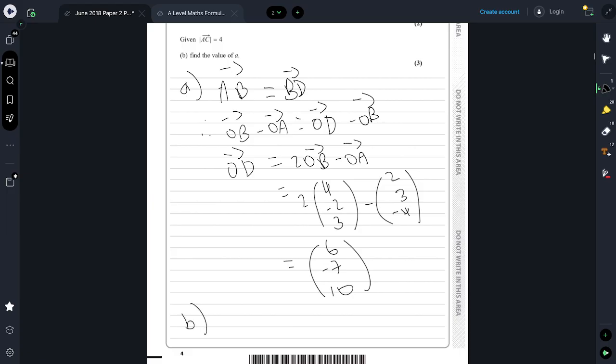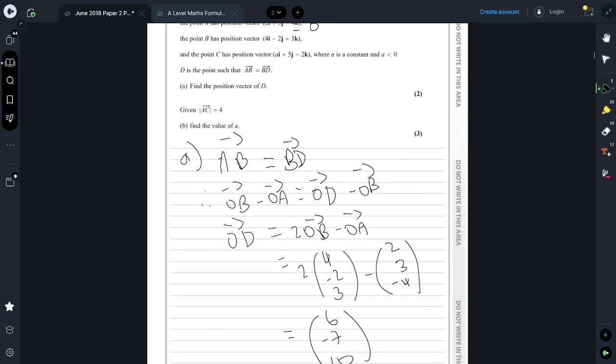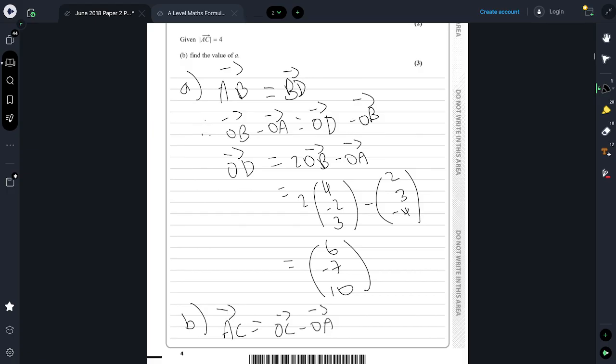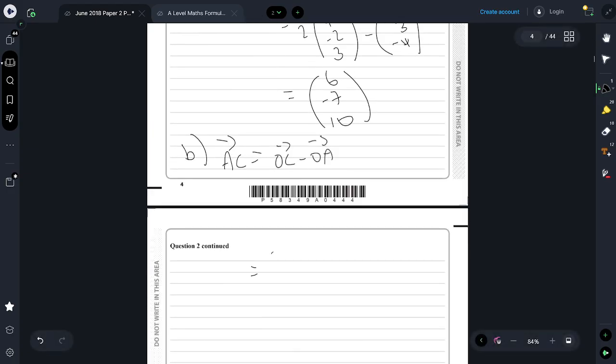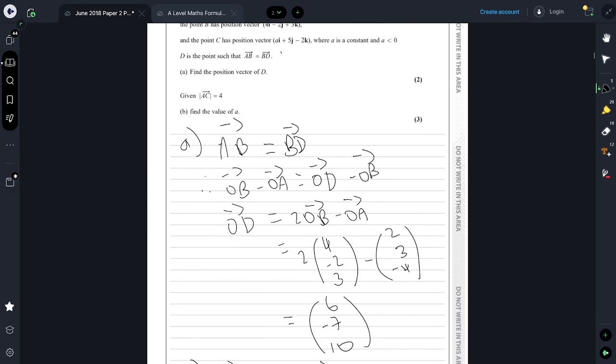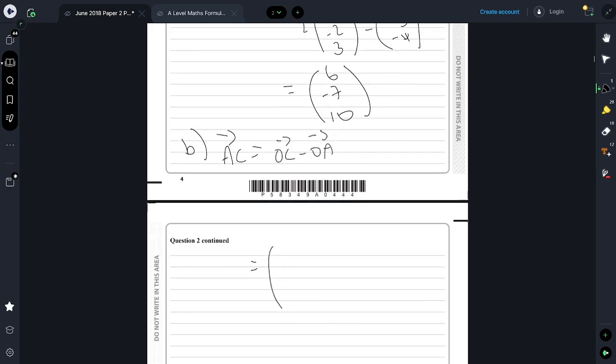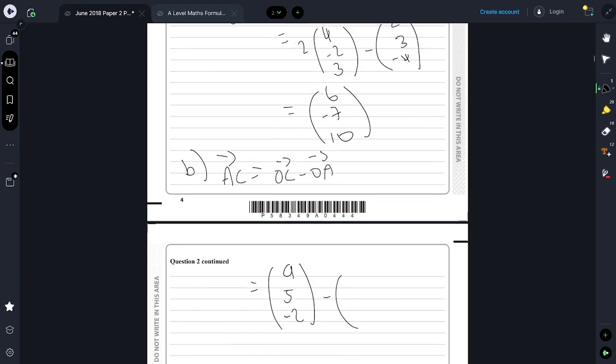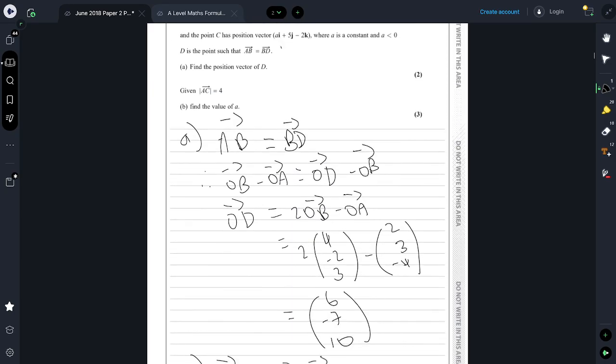Cool, so part B then. What's it saying now? It's given that the length AC is equal to 4. Find the value of a. Well, a is a component of C. Again, we're going to use the same strategy. Because we're only given position vectors, let's split AC up in terms of position vectors. AC is OC minus OA. If we put it in column form, OC is (a, 5, -2) minus OA, which was (2, 3, -4).